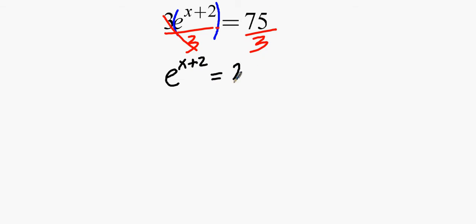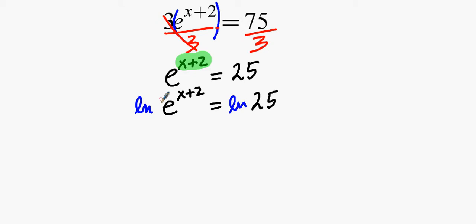75 divided by 3 equals 25. Now I need a way to fish out my exponent. And in this case we have e and we have 25, so there is no way to write the same base. So what we need to do is take a log of both sides. And in this case I will take natural log because I have e, so it's easier to cancel. So I'll take a natural log of e to the x plus 2 and set it equal to natural log of 25.